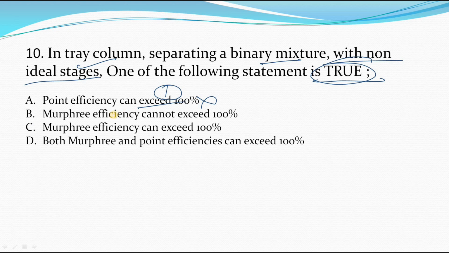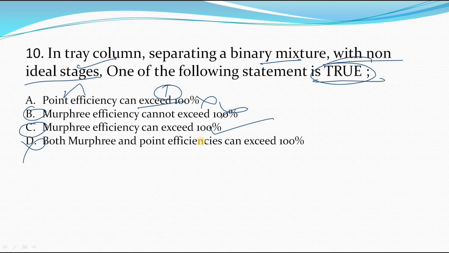Now the B option is Murphy efficiency cannot exceed 100%. Okay, this is on hold. C: Murphy efficiency can exceed 100%. This is also on hold. Now D is both Murphy and point efficiency can exceed 100%. Since point efficiency cannot exceed 100%, this option is eliminated. Now we have only 2 options: B, Murphy efficiency cannot exceed 100%, and C, Murphy efficiency can exceed 100%. So the right answer will be C, not B.